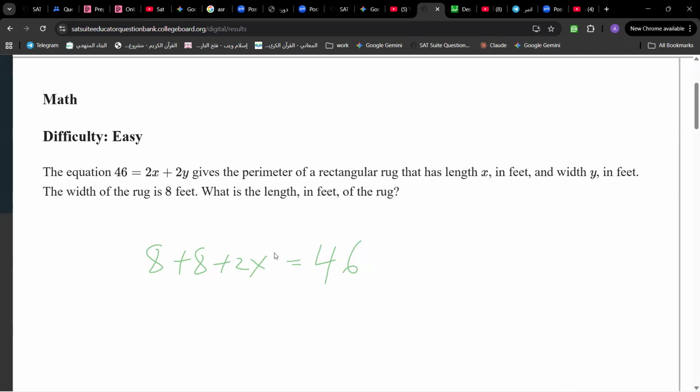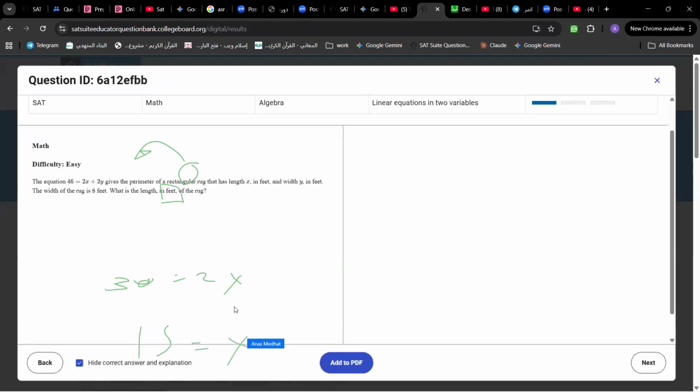Okay. An easier way is just to substitute this 8 here and solve. It will be 16, and shift it to the other side. It will be 30 equal to 2x. Divide by 2, so 15 is equal to x. So the answer is 15.